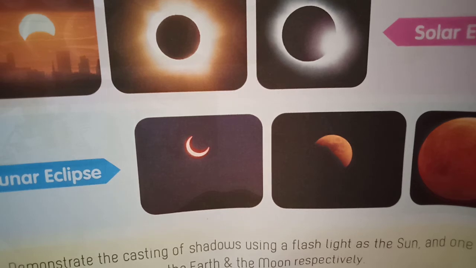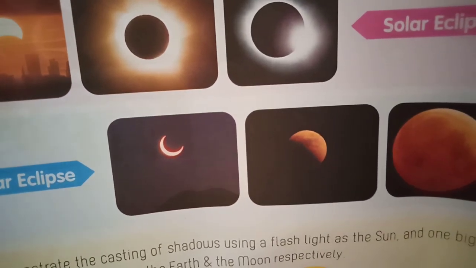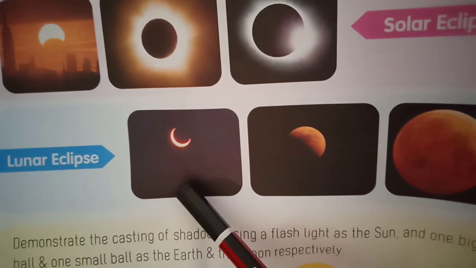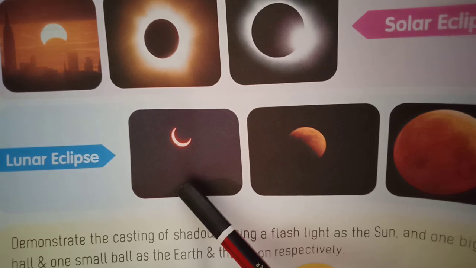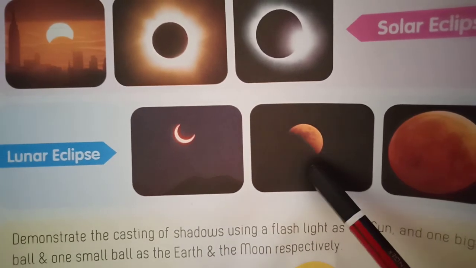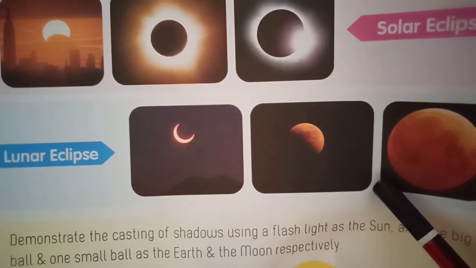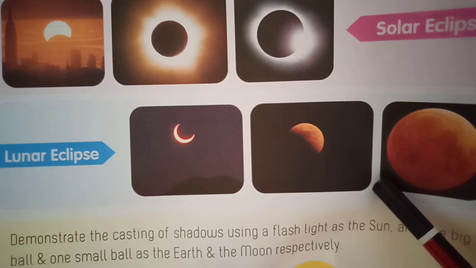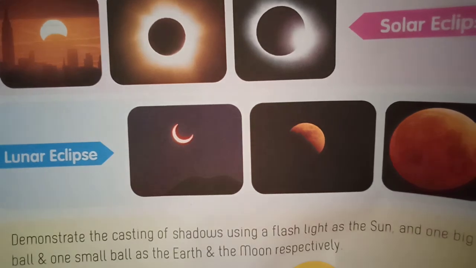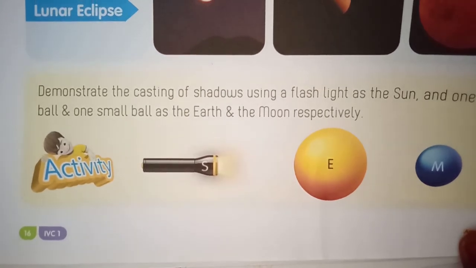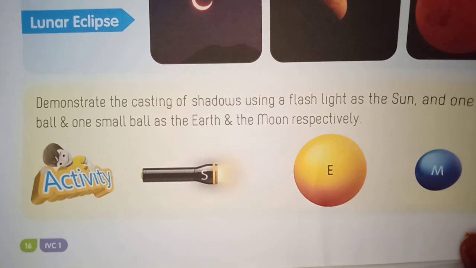See the next row of pictures that shows lunar eclipse. In the first picture, the moon appears like a crescent. In the second picture, it is more than crescent, less than full moon. In the third picture, we see the full moon. On eclipse day, we can see all those faces. The lunar eclipse occurs on full moon day, not on every full moon day. The lunar eclipse occurs when the earth comes in between the sun and the moon.